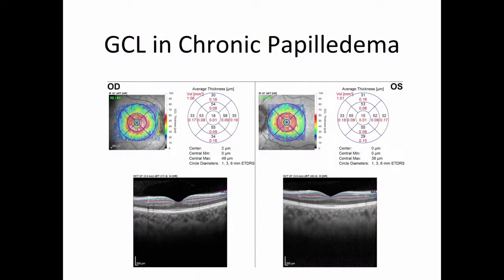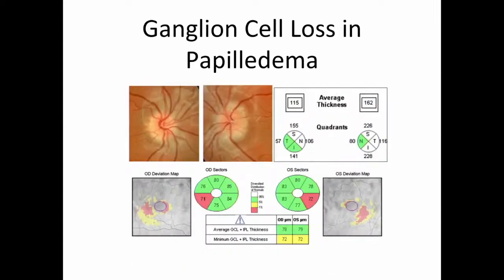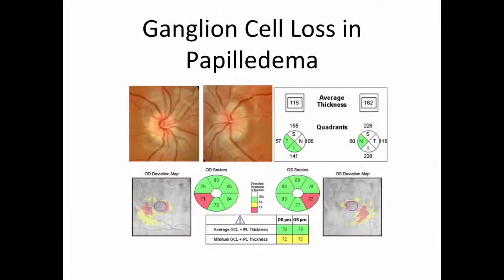In patients who have chronic papilledema, they have optic atrophy, so the nerve cannot really swell anymore. You're going to have to rely on the ganglion cell layer to monitor progression of their disease. This is someone who had chronic papilledema, but as you can see here, he does have a robust ganglion cell layer, and there's no thinning of the ganglion cell layer, at least not yet. This is someone with papilledema, and you can see the nerve fiber layer thickness at the top. There's thickening of the nerve fiber layer on the right side, and there is ganglion cell layer loss in the deviation map at the bottom.